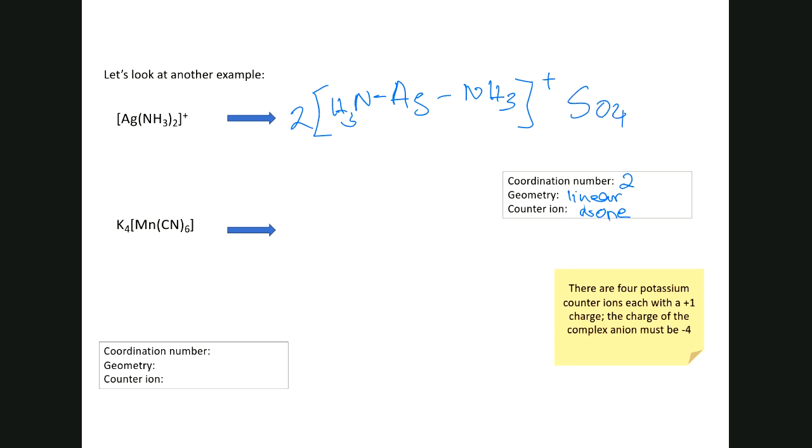Yes, hydroxide could work, though in the presence of silver, we might get another type of reaction. All right, chloride also could work. Good job. What will not be appropriate here is something that is positively charged, because we're trying to balance a positive charge.